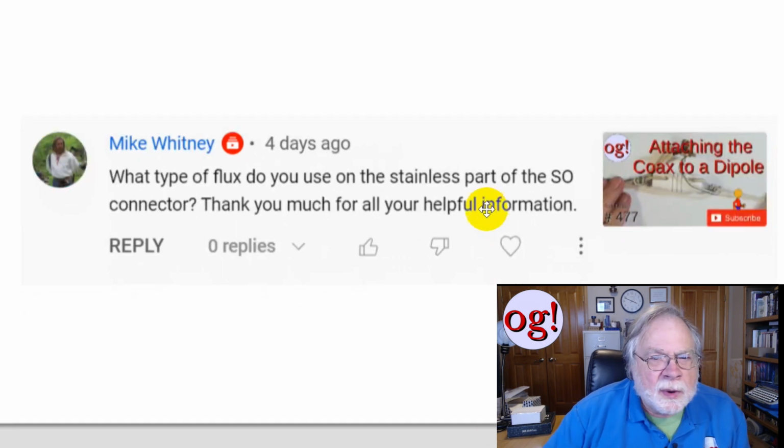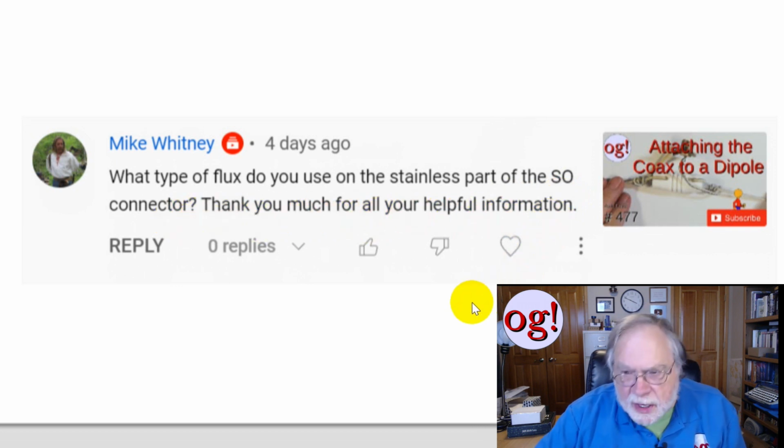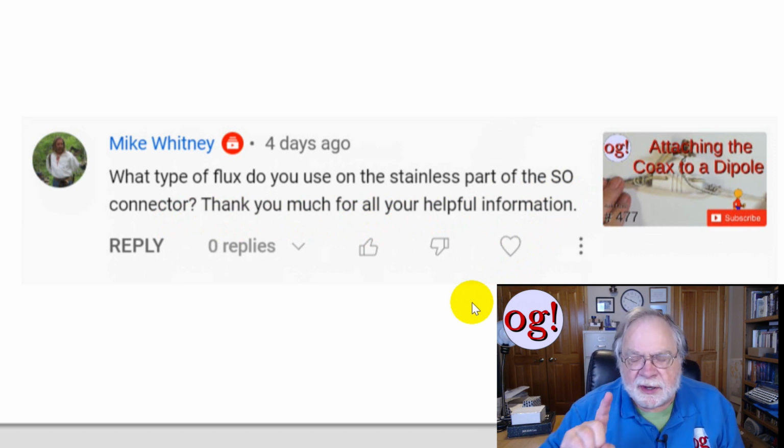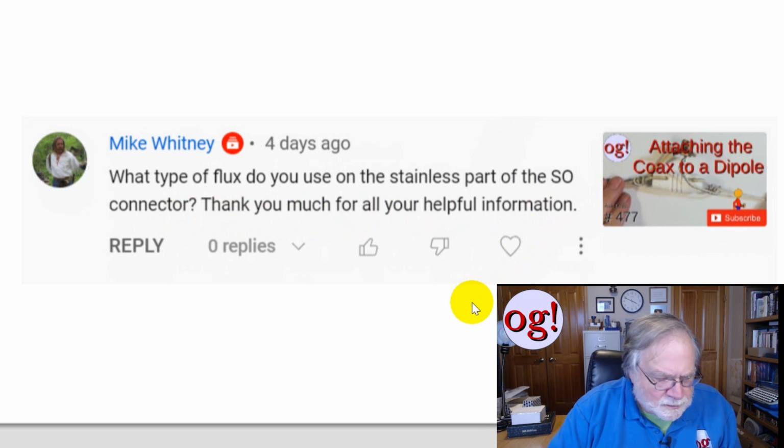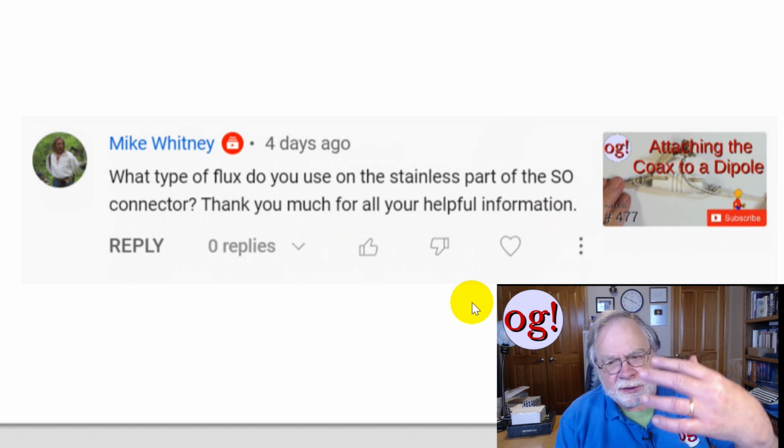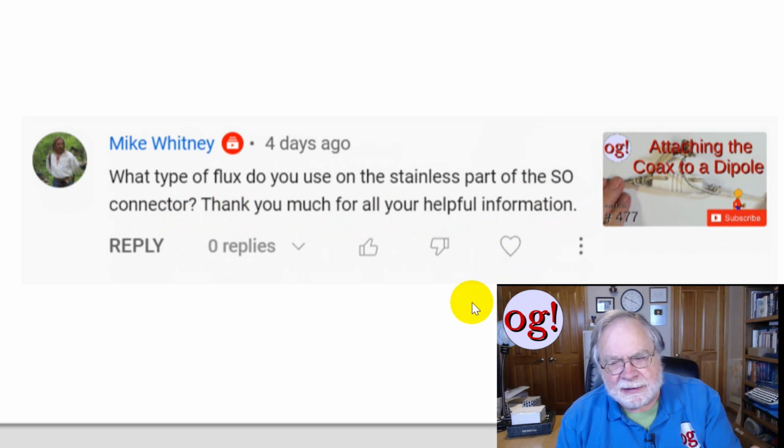No. What type of flux do you use on the stainless part of the SO239 connector? Thank you very much for all your helpful information. Rosin Flux. There are two types of fluxes, acid and rosin. They both act to clean the item being soldered so that it won't tarnish while being soldered or something like that.